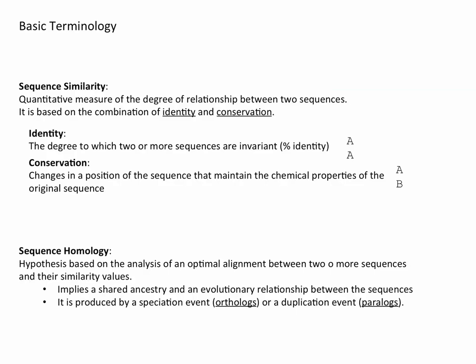Now let's discuss some basic terminology that we are going to use during these lectures in order to establish a common language. Sequence similarity is defined as a quantitative measure of the degree of relationship between two sequences, and it is based on the combination of identity and conservation. Sequence homology is a hypothesis based on the analysis of an optimal alignment between two or more sequences and their similarity values. It implies an evolutionary relationship between the sequences and is produced by a speciation event or a duplication event.